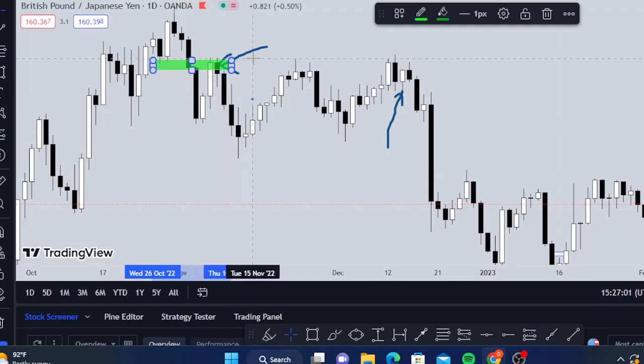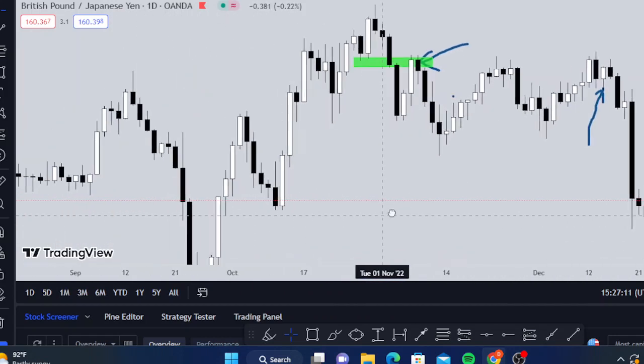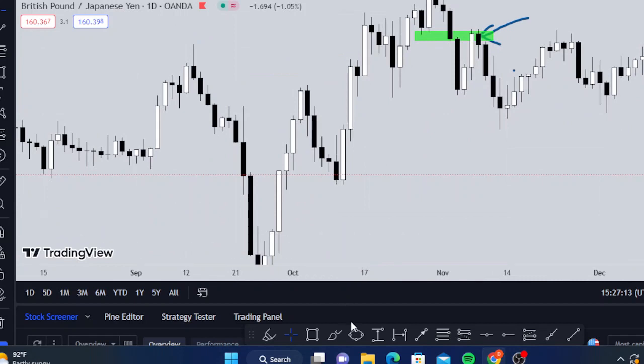So if you're a patient trader and you wait for a daily candlestick to close, definitely you are going to benefit from this candlestick. I'm telling you. See another example here. This is another example, like this example here.